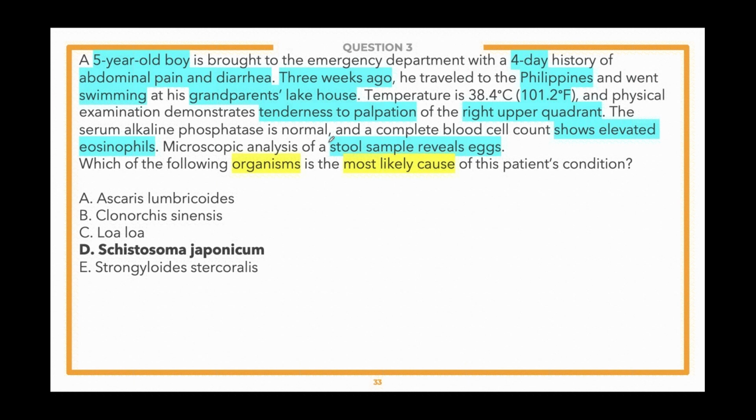So the exposure history, where they were in East Asia, and also the eggs that you see on the stool sample all favor answer choice D. Definitely a tough question, but they love to ask questions this way. So great job on tonight's micro questions. I will pass it back to you, Sean.